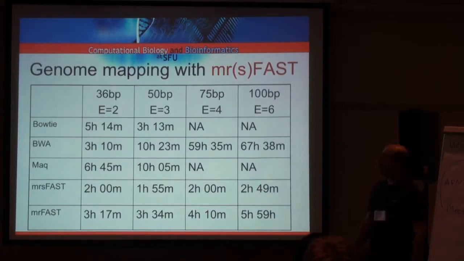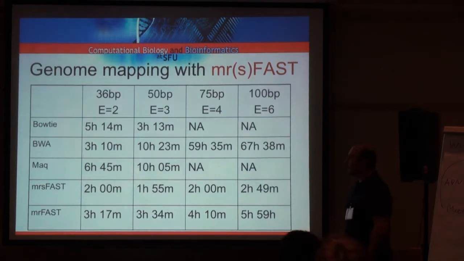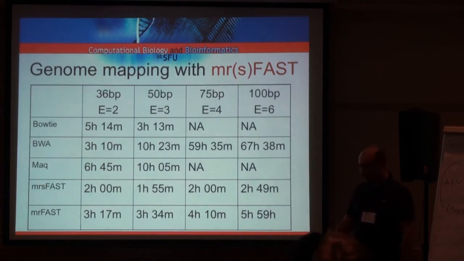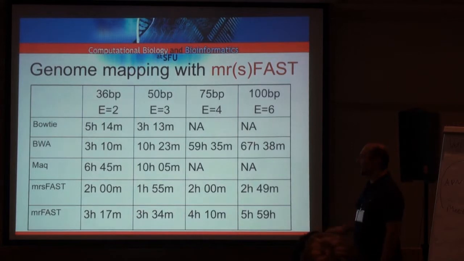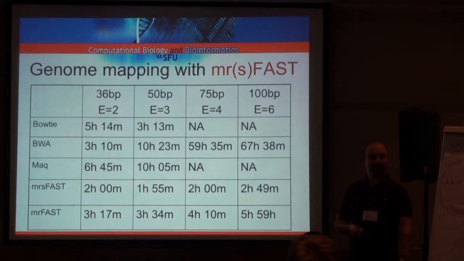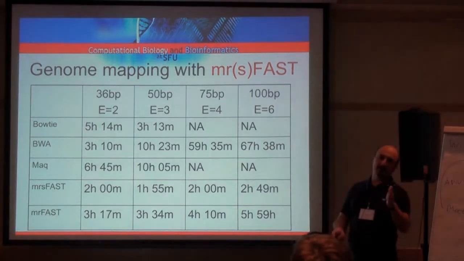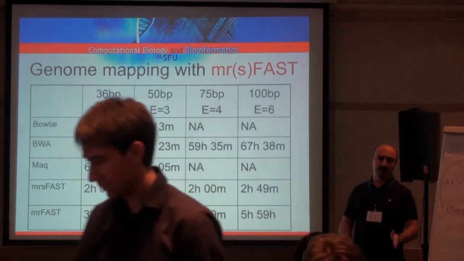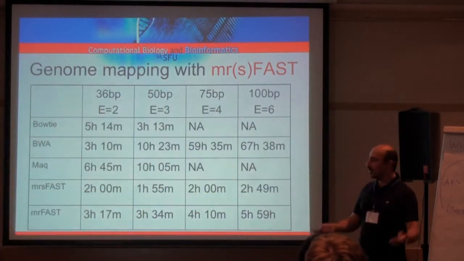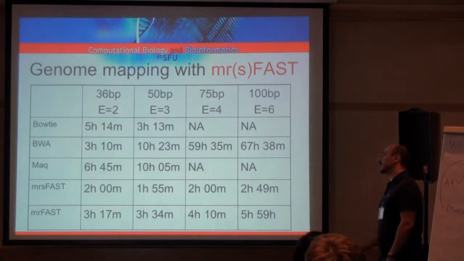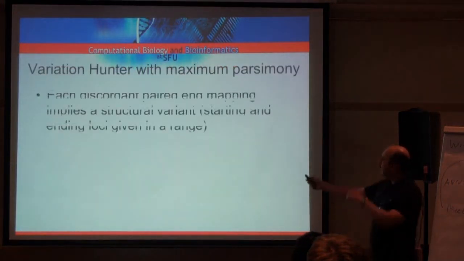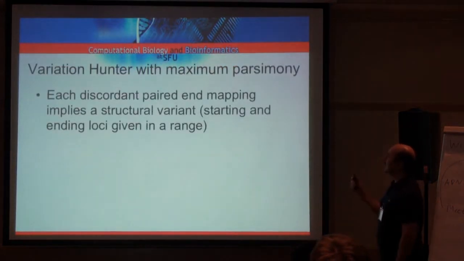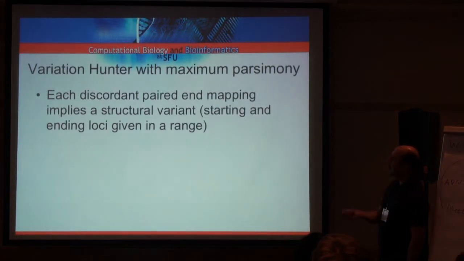Here are some old figures, a comparison of Mr. and Mrs. Fast with respect to some of the well-known mappers. These are old figures. The new figures still compare quite well, especially if your goal is to do structural variation discovery. And for that, you have to find all mapping loci. Anyway, let's focus on Variation Hunter. So each discordant pair mapping obviously implies a structural variant because they don't have a concordant mapping.